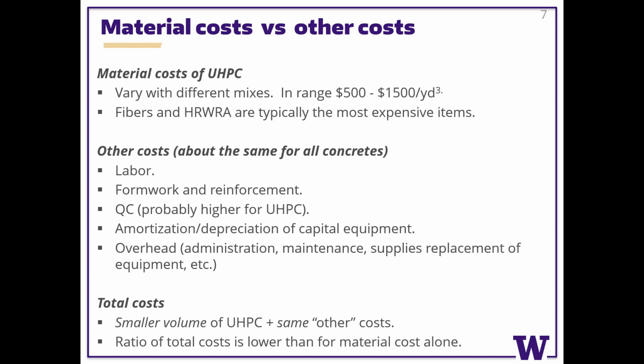Of the items, the fibers and the high-range water-reducing admixture are typically the most expensive items. And so those are the things that you need to look at if you're really concerned about the cost of it. The fibers, once again, are typically the steel fibers, like perhaps the Bekaert fibers, the steel ones with about a 400 KSI strength. However, that's not the only part of the story. There's obviously labor cost, there's formwork and reinforcement, QC costs, which are possibly higher for UHPC because there are usually more tests to be done.